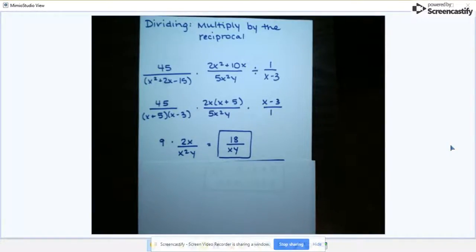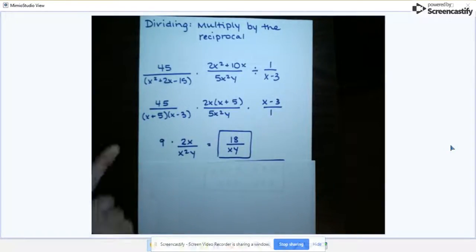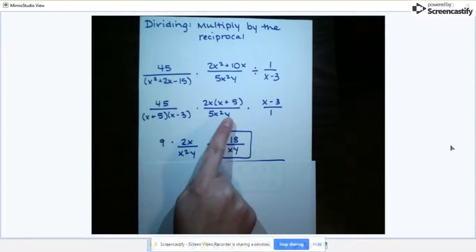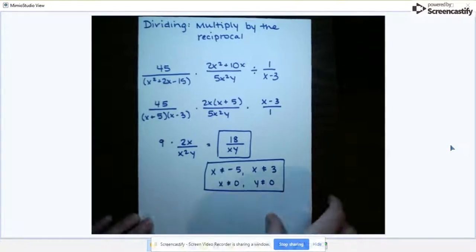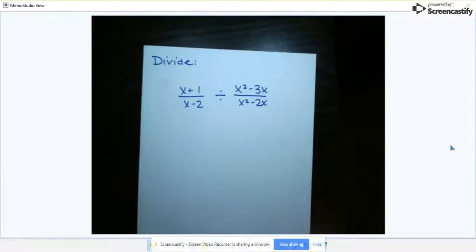Then you have to state your excluded values. So we get those from here. We know x can't be -5, +3, 0, and y cannot be 0 either. I'd like you guys to take a minute and divide this expression.